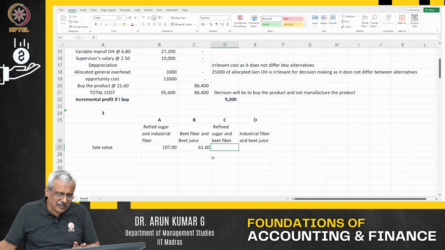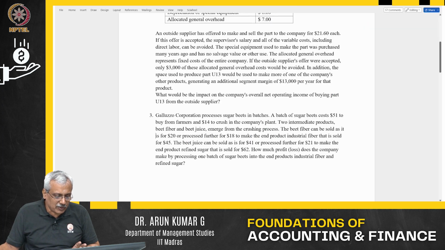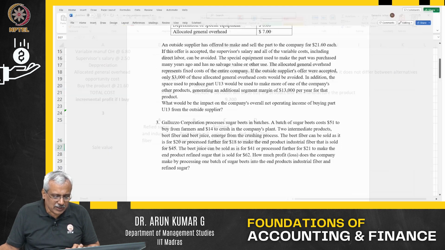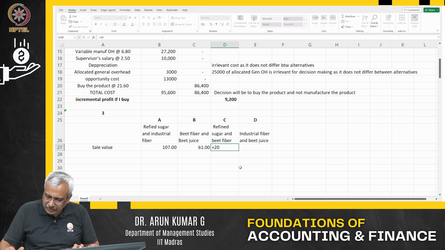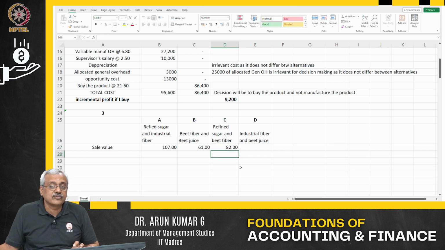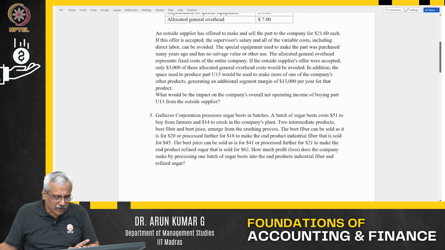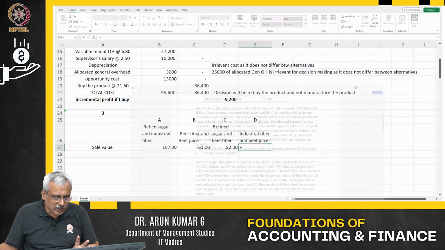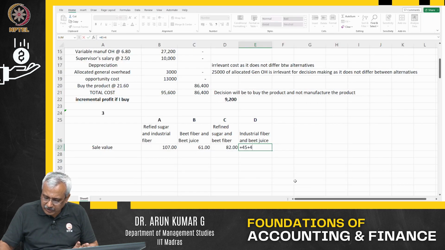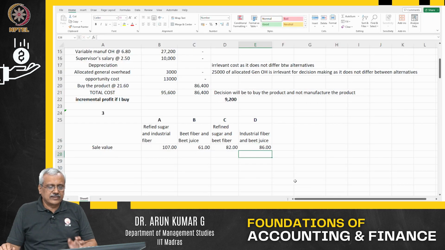Next, refined sugar and beet fiber. Beet fiber we know is $20, refined sugar is $62, so 20 plus 62 is what I can sell it for. Industrial fiber and beet juice, let us go back again. Industrial fiber is 45, beet juice can be sold at 41. So 45 plus 41, that is about $86, is the sale value.